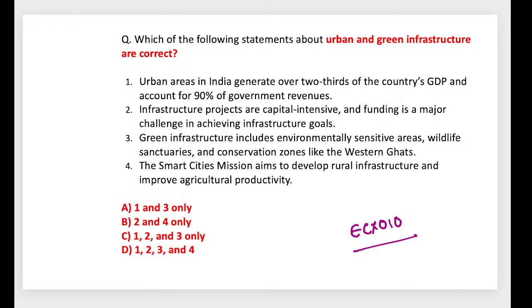नेक्स्ट वन, urban and green infrastructure. Urban areas in India generate over 2/3 of the country's GDP and account for 90% of government revenue.